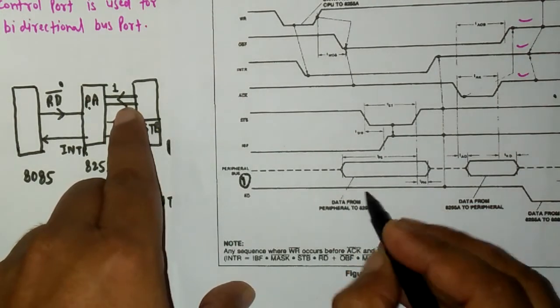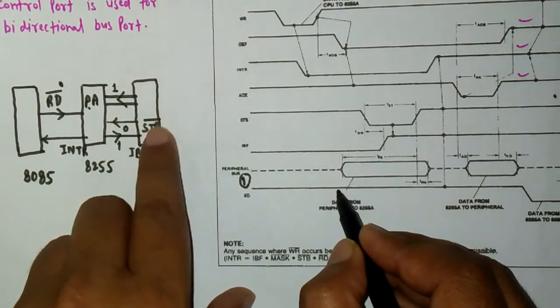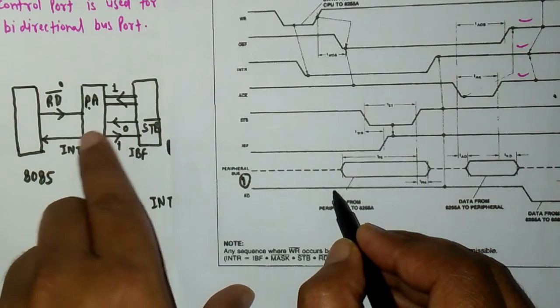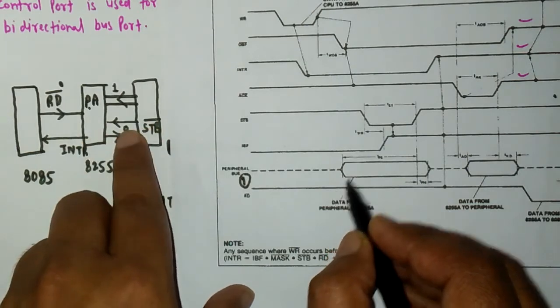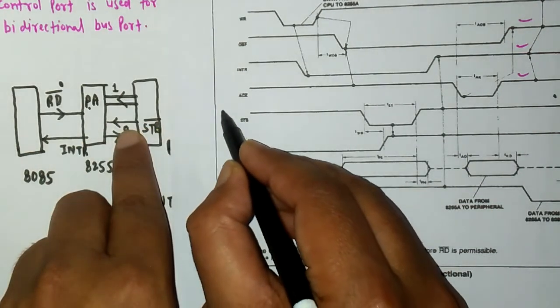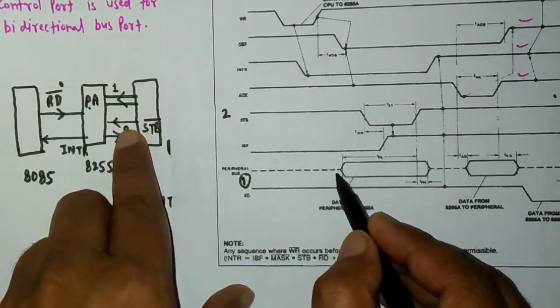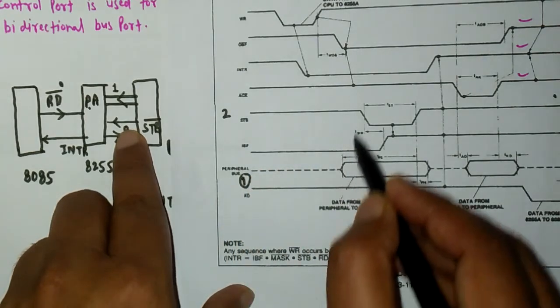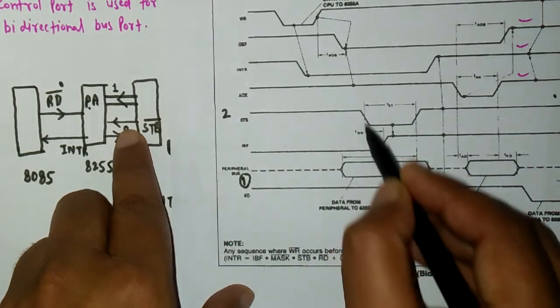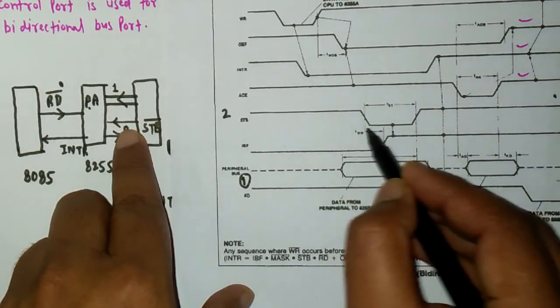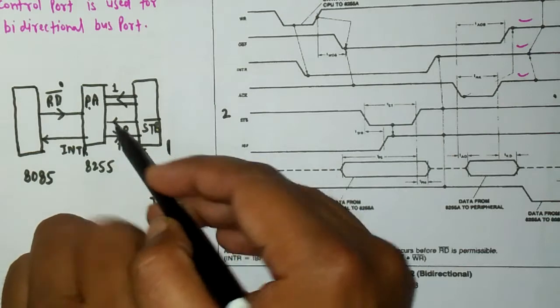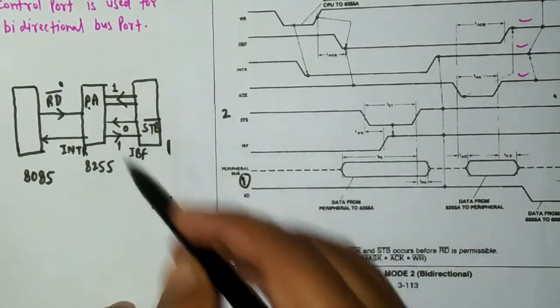Now, as the data is here, after a certain time the peripheral will inform the 8255 by sending a 0 on the STB bar pin. So here is the STB bar pin. I am writing it as 2. After the data was present on the peripheral bus, the STB bar pin puts itself on 0 logic, and this is to inform the 8255 that I have sent the data.